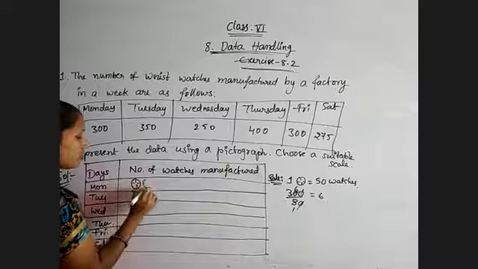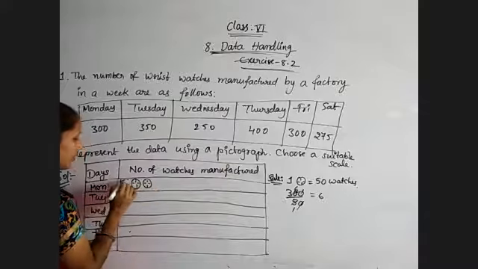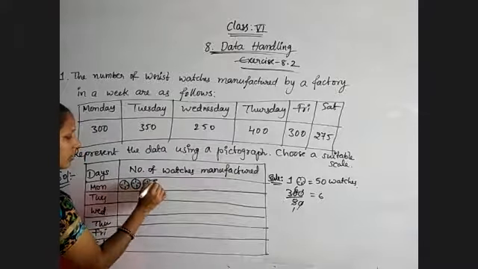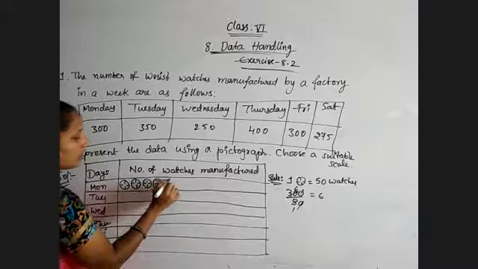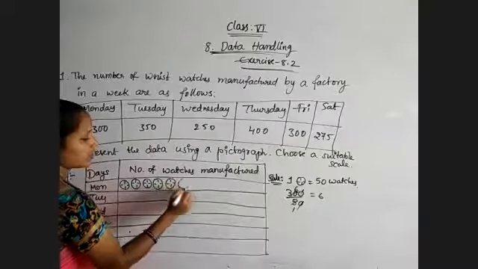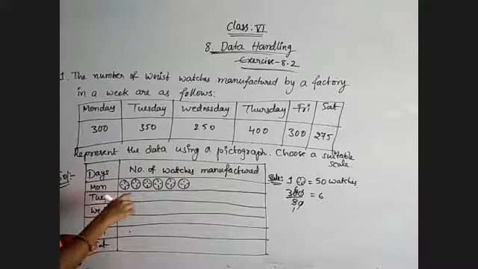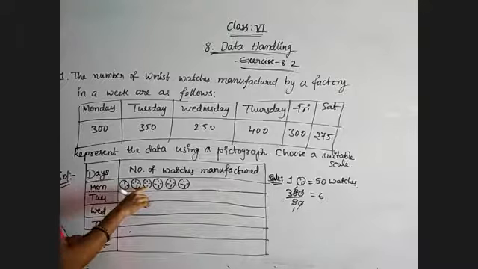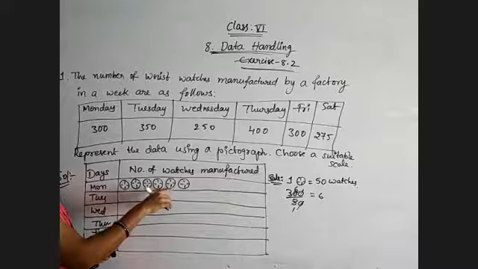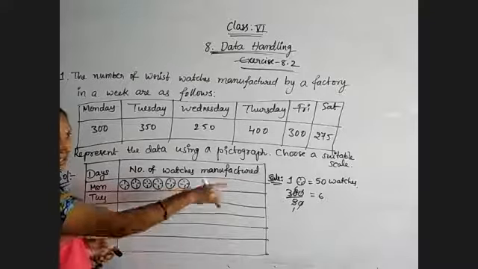1, 2, 3, 4, 5, 6. Only 6, 300 watches. 50 plus 50 is 100, 100 plus 50 is 150, 150 plus 50 is 200, 200 plus 50 is 250, 250 plus 50 is 300.